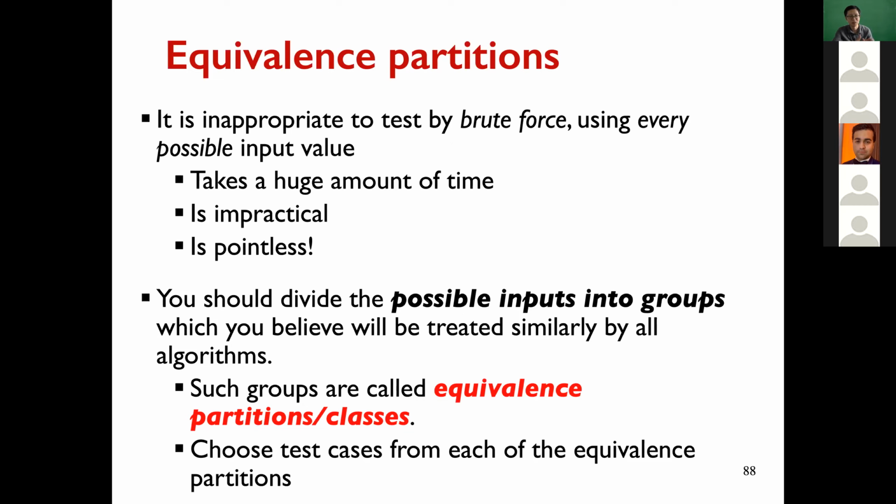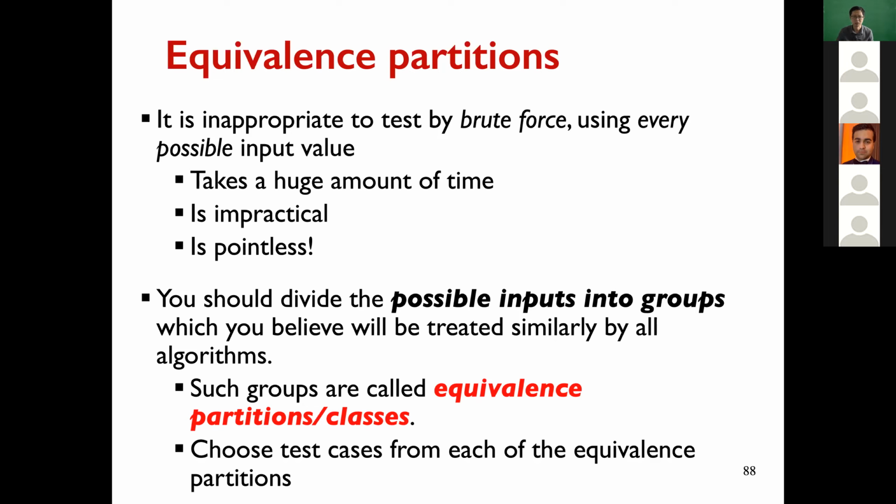So we cannot test all the possible input values, right? Because it is impractical, we need to sample test cases from all the possible input values. One strategy is to divide the possible inputs into groups. Within each group, the input values are similar. So they are called equivalence partitions or equivalent classes. So we want to choose test cases from each of the equivalent partitions or classes.